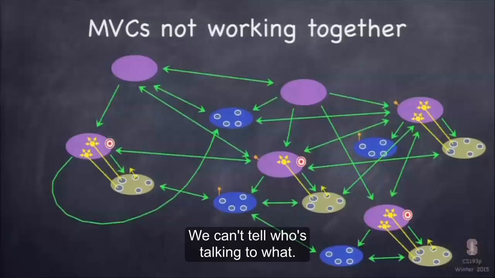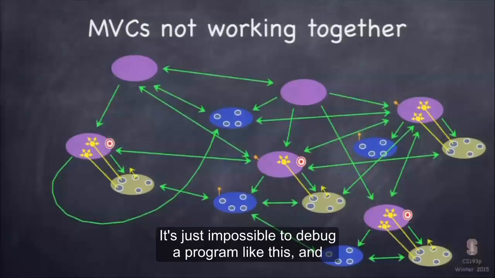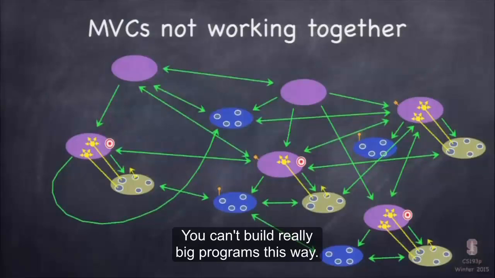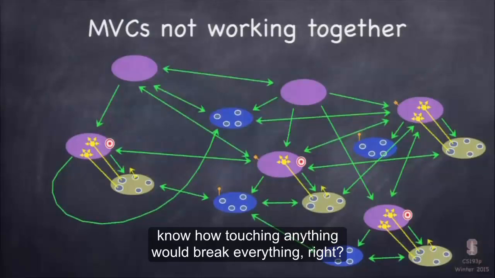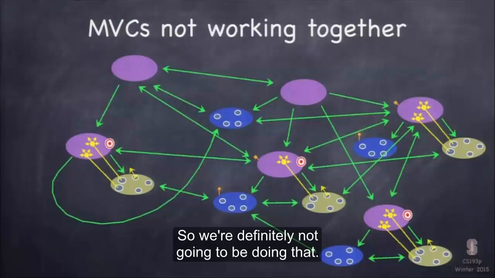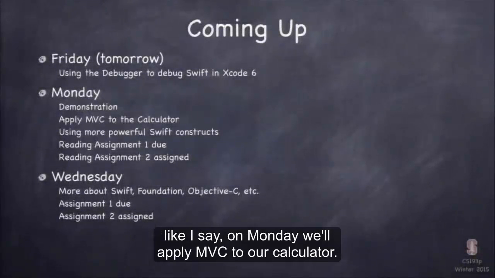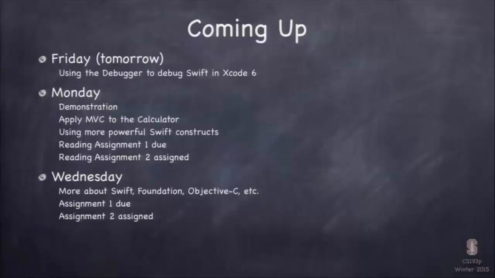So we definitely don't want to be having designs that look like this. Okay? Where everybody's talking to everybody, we can't tell who's talking to what. It's just impossible to debug a program like this, and it doesn't scale. You can't build really big programs this way. It just becomes impossible to know how touching anything would break everything, right? So we're definitely not going to be doing that. All right, so that's MVC, and like I said, on Monday we'll apply MVC to our calculator.